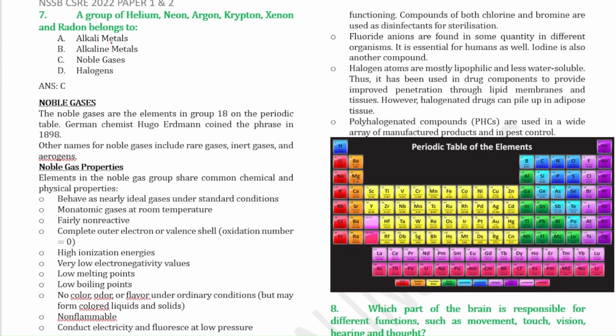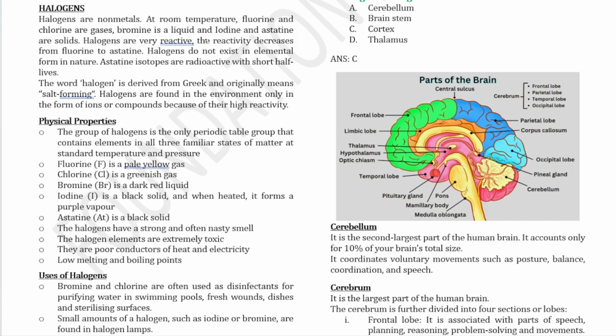Next question, a group of helium, neon, argon, krypton, xenon, and radon belongs to noble gases. Noble gases are also called rare gases, inert gases, and aerogens. This term noble gases was given by Hugo Erdmann. These are some of the properties of noble gases, so you can go through the points. And regarding the halogens also, you can go through the points.